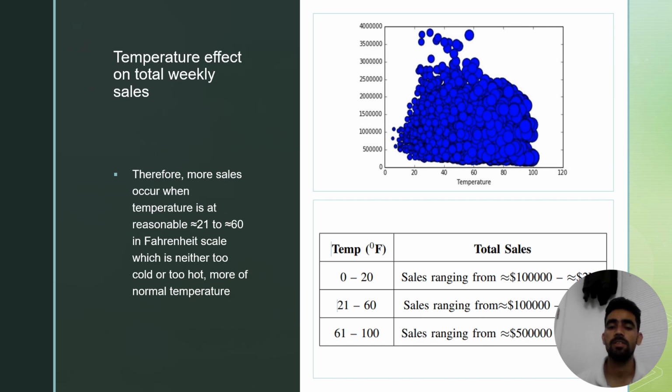It's more like normal temperature. At that moment the sales are very high, but when it is 0 to 20 or above 60, the sales are not as much as when the temperature is 20 to 60. For example, you can see the sales ranging from 0 to 20 degrees Fahrenheit is about 3 million, then 21 to 60, 61 to 100. There's a drastic difference between these three temperature ranges.